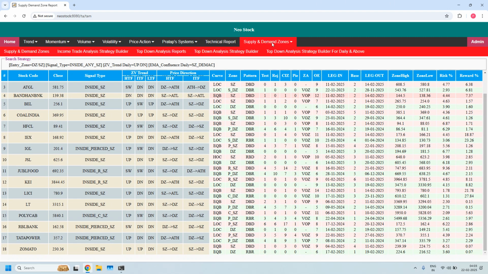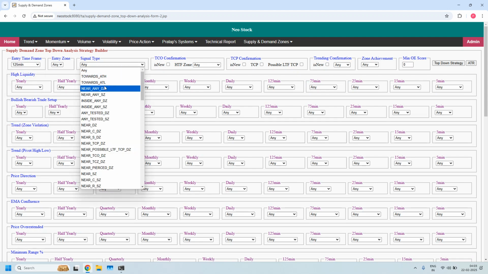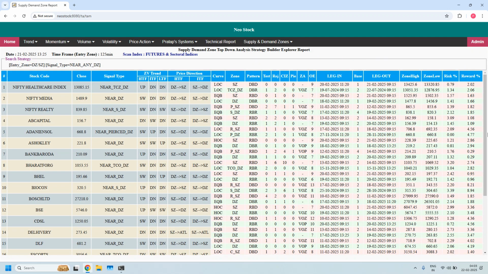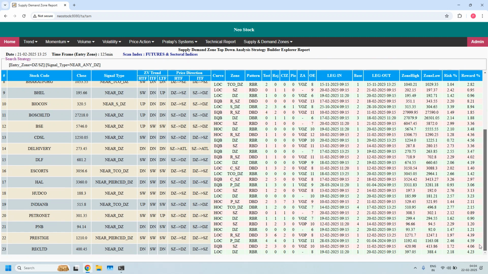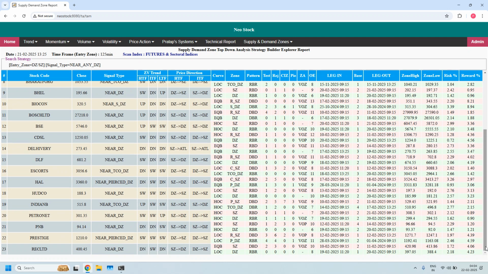So the next time frame is 125 minutes. Stocks near 125 minutes demand zone. We got 23 stocks. First 15 stocks in the list. I'm scrolling the list down. So total 23 stocks are filtered.